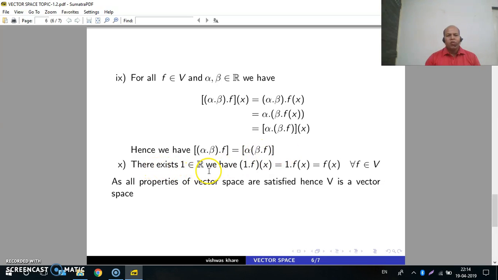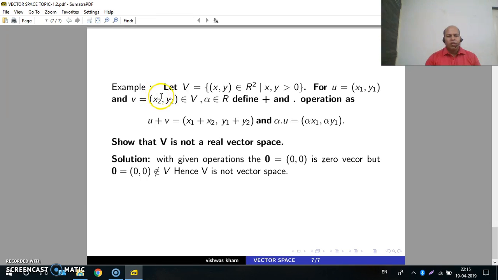And there exists 1 belongs to R, for which we have (1 · f)(x) is 1 · f(x), which is f(x), because f(x) is a real number, 1 is a real number, and their multiplication is a real number. Hence 1 · f is equal to f, for all f belongs to V. And as all properties of vector space are satisfied, hence V is a vector space.